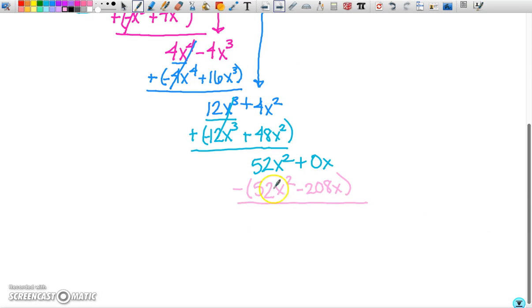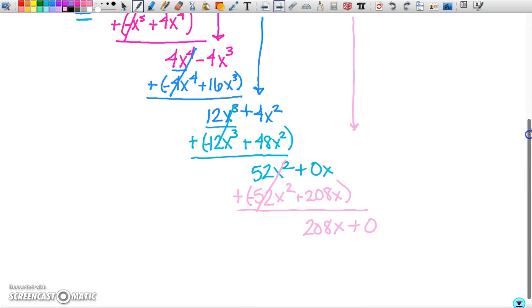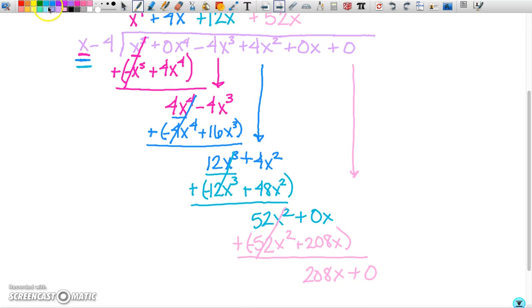All right, and then that makes this a positive, negative, positive. That's a 0. This is a positive 208x. And we drop down our constant term of 0, so plus 0, which comes all the way from here, all the way down. And then same with that last one right there, that's coming from all the way up there. And this is coming all the way down. All right. Drop it down.